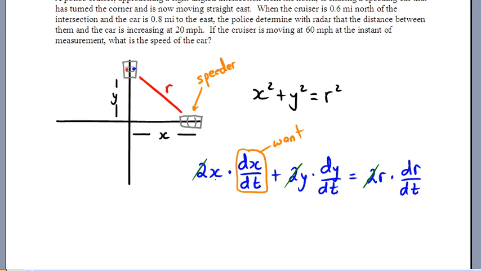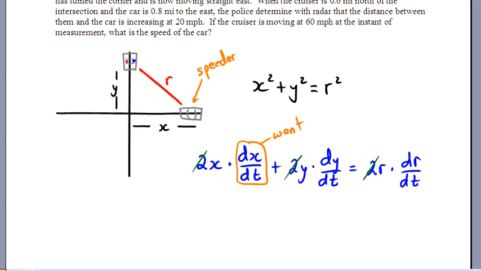But let's see if we're ready to go. Now that the calculus is finished and we're putting in transient values, do we know the x? Yes, that's 0.8. We're looking for dx/dt. Do we know the y? Yeah, that's 0.6. The dy/dt, that's going to be the speed of the police car. We've got that one. And dr/dt, we know that one. That's what the radar gun is showing. Oh, the r. We have to go find that.